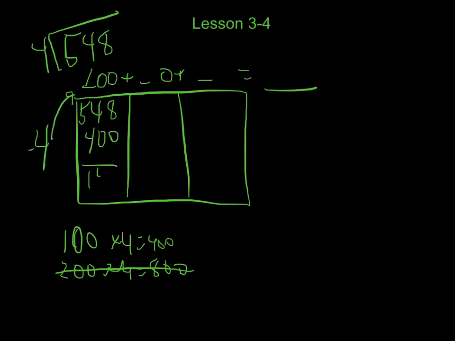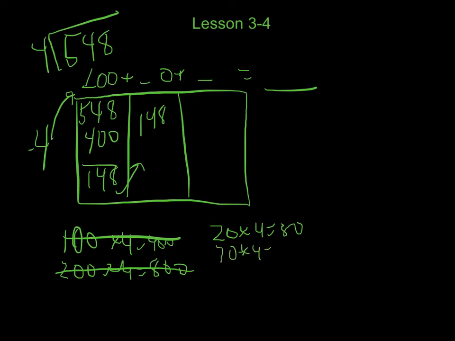If I subtract it, I get 148. That goes in the next box. Now how many 10 times 4 can I get in 148? Well, let's see here. If I do 20 times 4 it equals 80. Looking at 148, I think I could go higher. So 30 times 4 equals 120. I think I can go higher. So 40 times 4 equals 160. Actually, sorry, 160 is over.